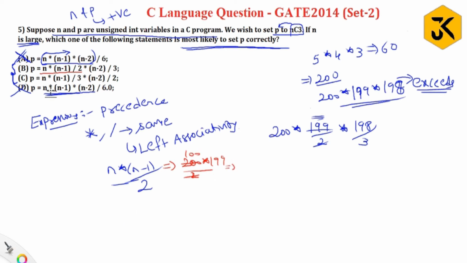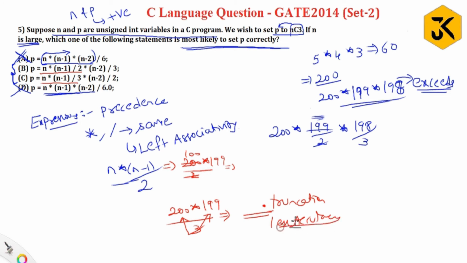Let's take option C. That means 200 into 199 by 3. Is there any possibility to divide this one with 200 or this one with 199? No. Means here you will get some decimal values, some truncation values. Means here you will get less accuracy. As you are getting some point values, if you multiply those with the remaining expression, you may lose your data.